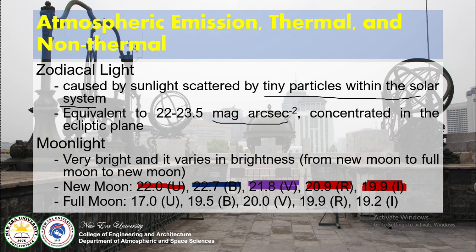While during the full moon, the value goes down, meaning it is brighter. So 17.0 in the ultraviolet, 19.5 in the blue band, 20.7 in the visible band, 19.9 in the red band, and 19.2 in the infrared band. As you can see, in the ultraviolet band there is a great difference. Visually, you know that the full moon causes too much brightness. It can cast shadows.